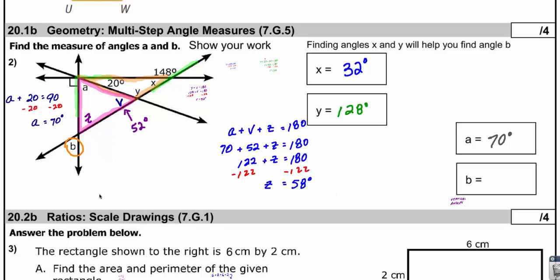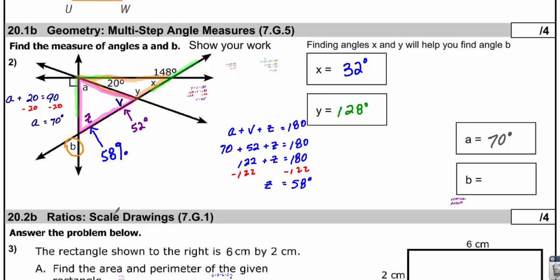To get Z, we have A plus V plus Z makes 180. That was these three. We already know A is 70, and we just figured out V is 52. Add those together, you get 122 plus Z makes 180. Take away the 122 on both sides, and you're left with 58 for Z. That angle is 58.